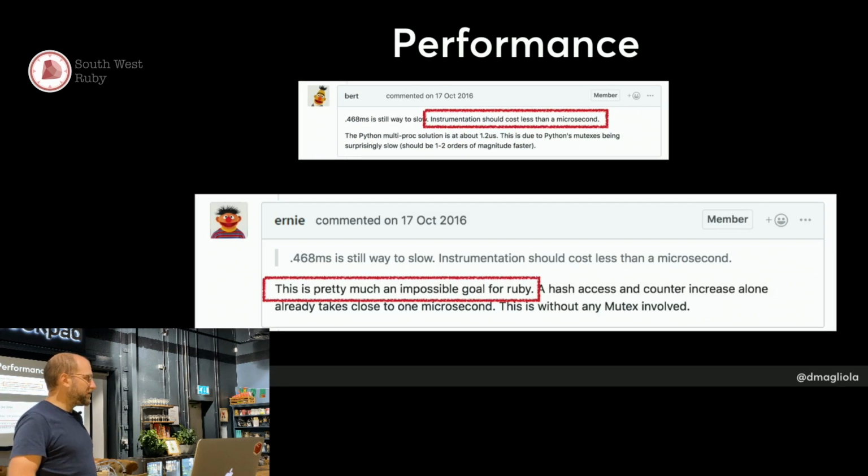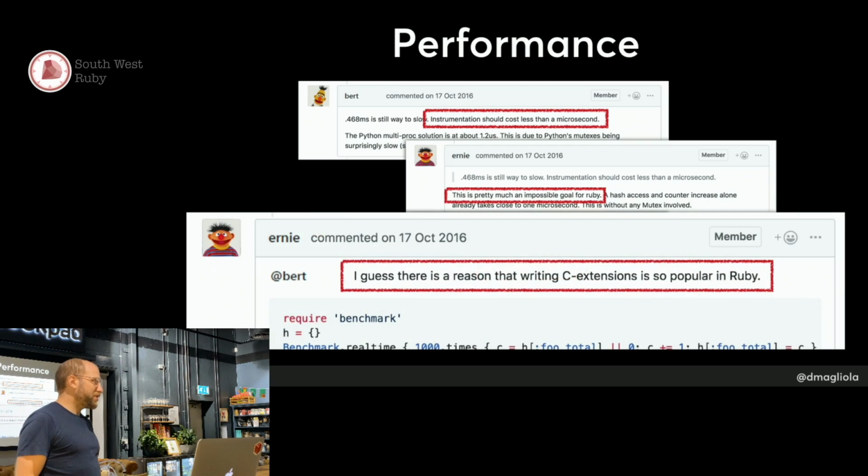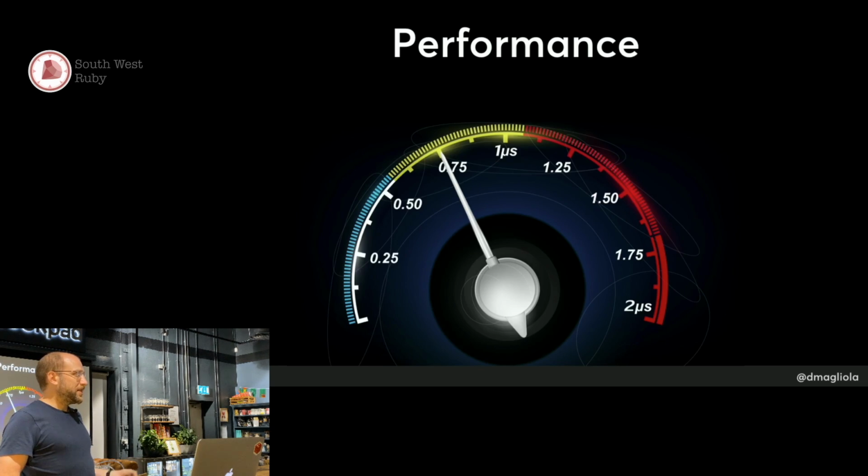Now, another maintainer of the gem who had more experience with Ruby, very reasonably going like, yeah, you're not going to be able to do that. To which the first guy, very reasonably was like, I mean, surely Ruby can't be that slow, right? Which leads to one of my favorite answers ever in open source. I guess there's a reason people like writing C extensions. But anyway, whatever we did to solve this, it had to be fast, and we had an actual target.